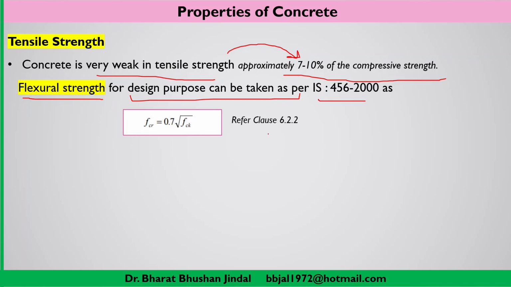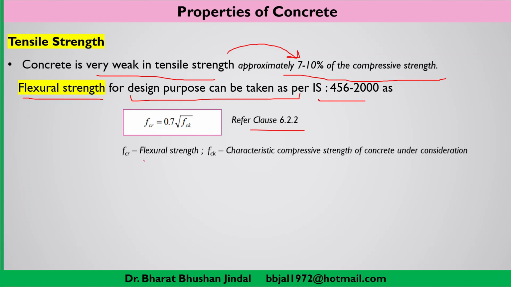And that formula is in clause number 6.2.2 of IS 456, where fcr is equal to 0.7 square root of fck. fcr means flexural strength and fck is the characteristic compressive strength of concrete under consideration. That means if you have concrete of M40 grade, then fck will be 40 MPa, and you put the value here, you will get some value for the flexural strength, which you can utilize in the design of RCC structure.